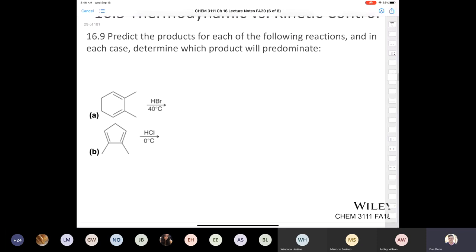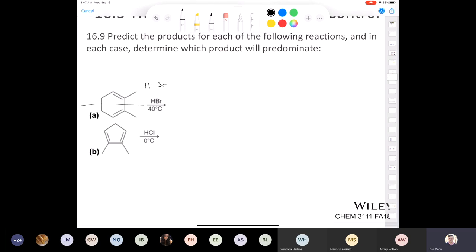It says, determine the products for each of the following reactions. And in each case, determine which product will predominate. So this is another one where we have to draw some resonance structures and draw some electrophilic attack. Now remember, the addition of the HBr is going to proceed via Markovnikov addition. So I'm going to get you started on this one. So we're going to draw HBr. This is a symmetrical alkene, right? This line that I've drawn through the middle here shows you that there's a plane of symmetry.